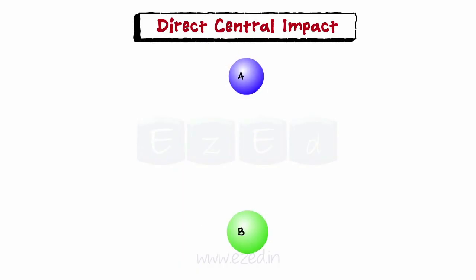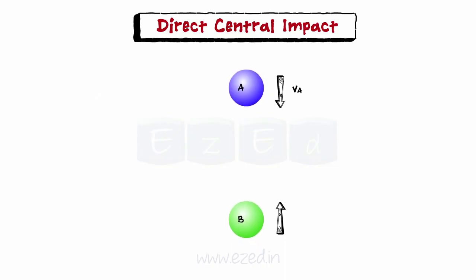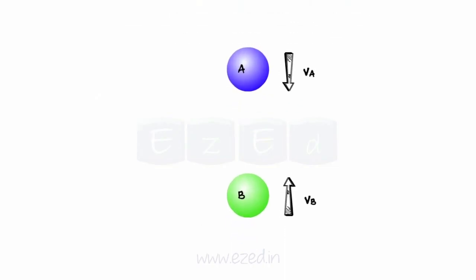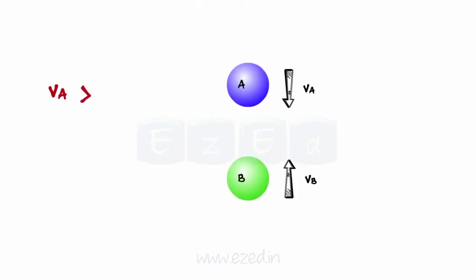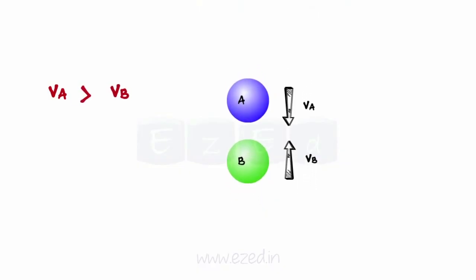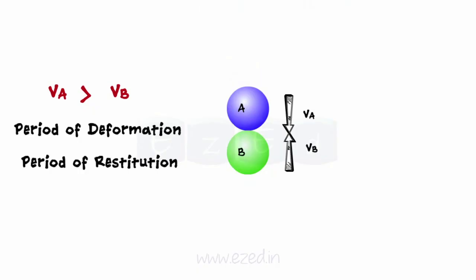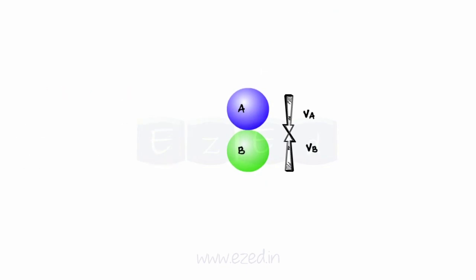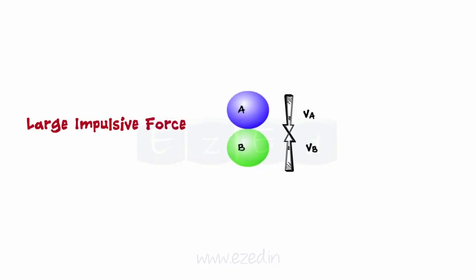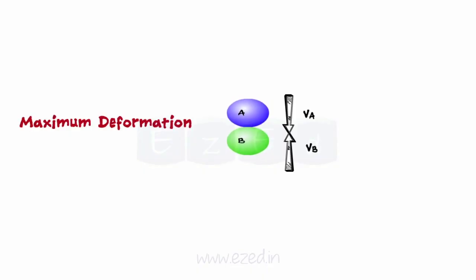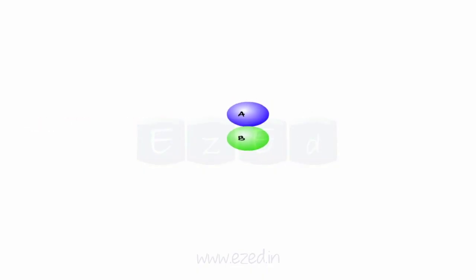Ball A and ball B are moving with velocities VA and VB. Here, the velocity of ball A is greater than the velocity of ball B. When the two balls come in contact, that is the period of deformation and the period of restitution. On impact, deformation begins. During the period of deformation, the two balls exert large impulsive force on each other. The deformation of both balls continues till maximum deformation. For a very small interval of time, they move with a common velocity.